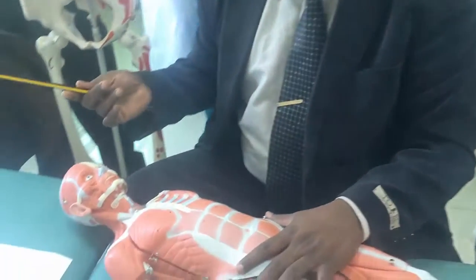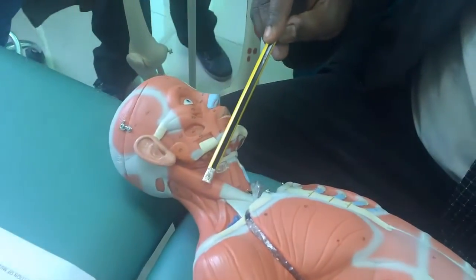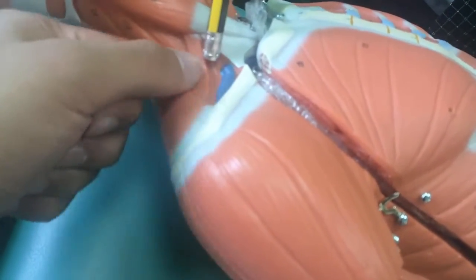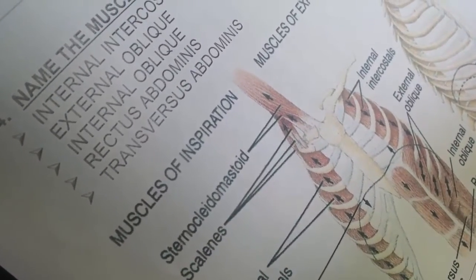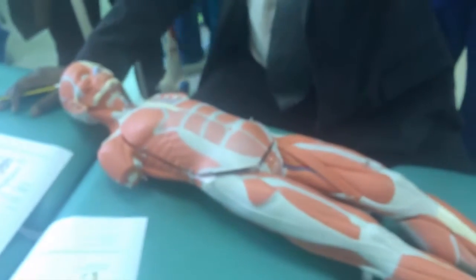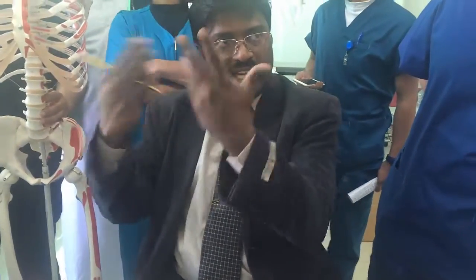Diaphragm, and other muscles like sternocleidomastoid and scalenii. Okay, sternocleidomastoid, scalenii. Here it is clear. See, these are scalenii, 1, 2, 3. Here it is not clear, but here it is clear. Sternocleidomastoid and scalenii also will do inspiration. So 4 muscles will do inspiration: diaphragm, external intercostals, sternocleidomastoid, scalenii.